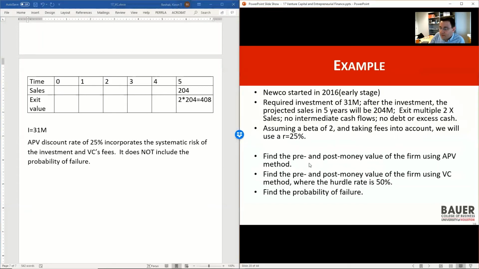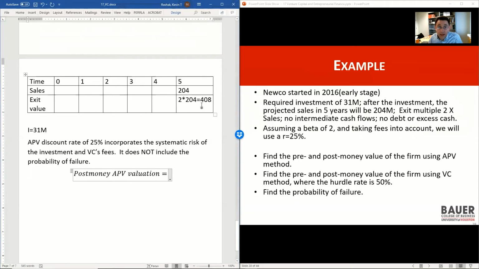We're going to value this company using the APV method, using this reasonable discount rate of 25%. And then we're going to switch to the VC method. We're going to value the company using a very high hurdle rate of 50%. We're going to be able to compare those 2 valuations to get the probability of failure. And as I said, that's a useful parameter to know. What's the APV valuation here? What's the post-money APV valuation?